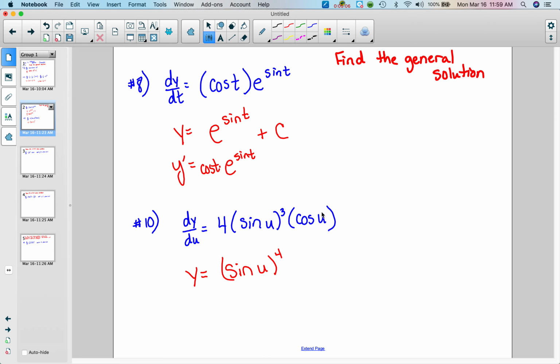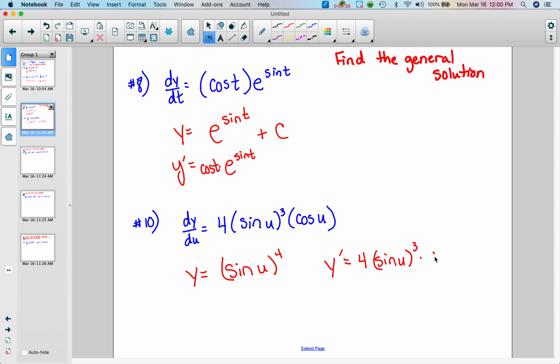Now, we're going to be talking in the next section about some other ways, so you're not just guessing, but right now they're going to be functions you're familiar with the derivatives, and so there might be a little guessing and checking. So I make a guess, and then I think, okay, maybe this is it. And then I say, well, wait a minute, y prime, I'm going to double check this, is going to be 4 times sine u to the third power times the derivative of what's inside.